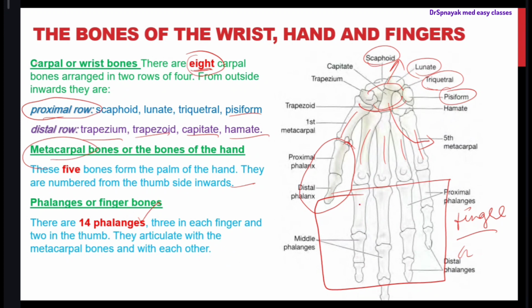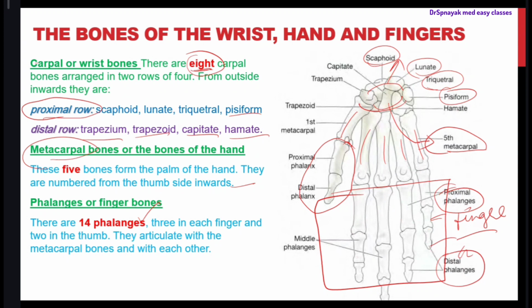On each finger, the phalange towards the metacarpal side is called the proximal phalange. In the middle we have the middle phalange, and the final one at the end is called the distal phalange. Distal means away from the body, proximal means towards the body. Remember this. Each finger has 3 phalanges: proximal, middle, and distal. So 5 fingers, 14 phalanges.